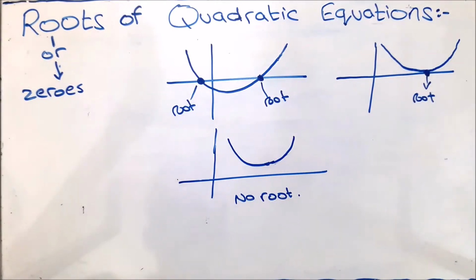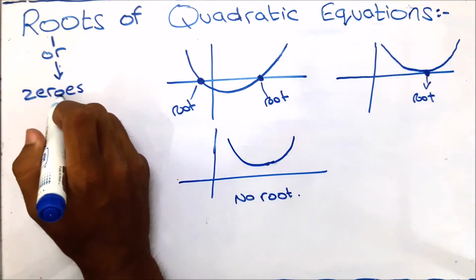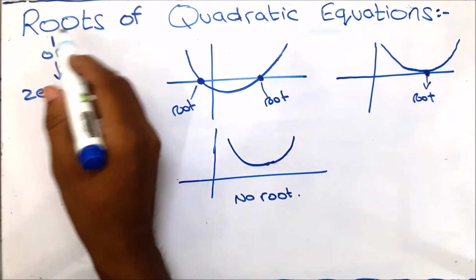Alright, in this video we are going to learn about the roots of a quadratic equation. These are also called the zeros of the quadratic equation. What are these zeros or roots?